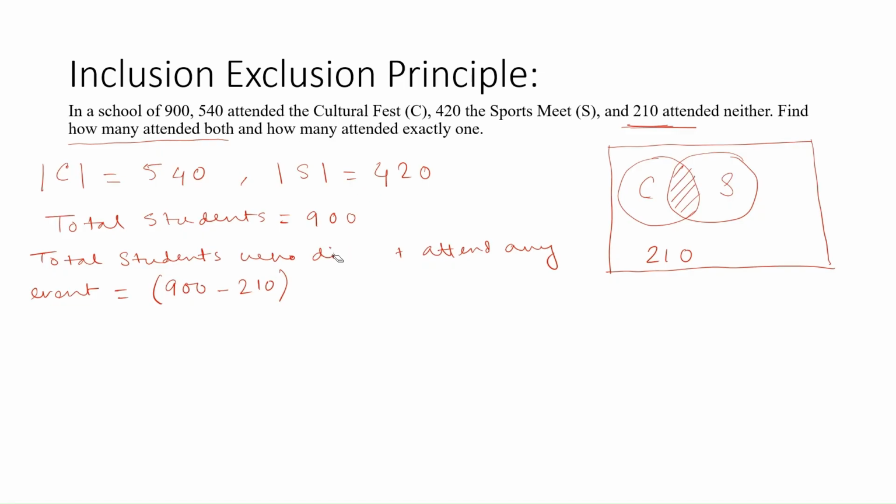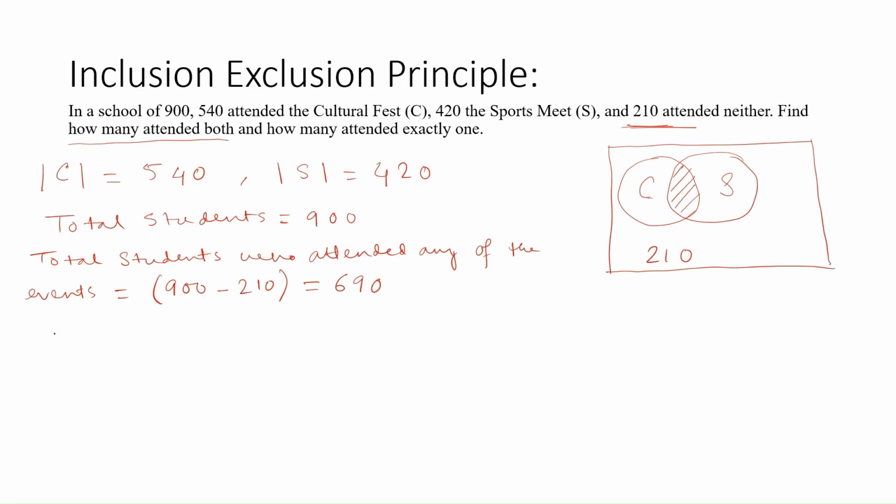Total students who attended any of the events is 900 minus 210, that is equal to 690. Now we have to find this intersecting region.